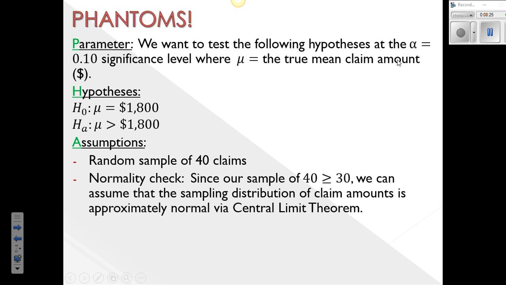And then finally, we are talking about a t distribution because we do not know sigma. It is unknown. So to account for that extra variability within the sampling distribution, we're going to switch from the normal curve to the t distribution.